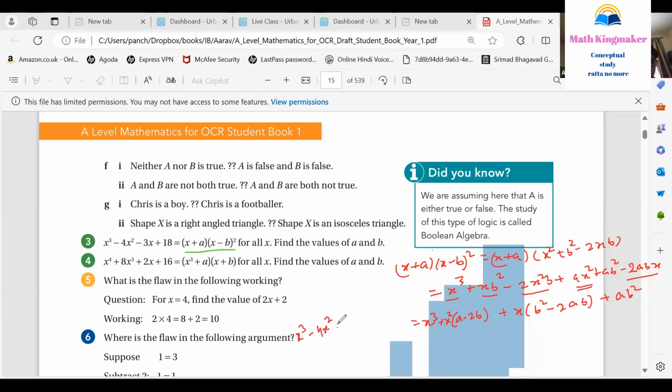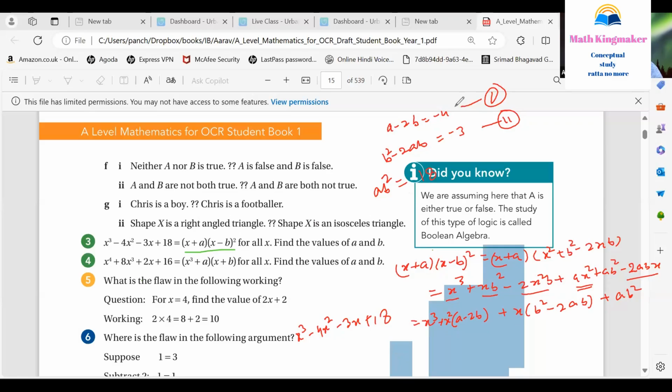Yeah, that's what I got, sir, but it's very difficult to do. It's not difficult here. a minus 2b is equal to minus 4. That is the first equation. Second is b square minus 2ab equal to how much? Minus 3. And ab square is equal to 18. Okay. Do I substitute? Yeah, you substitute.